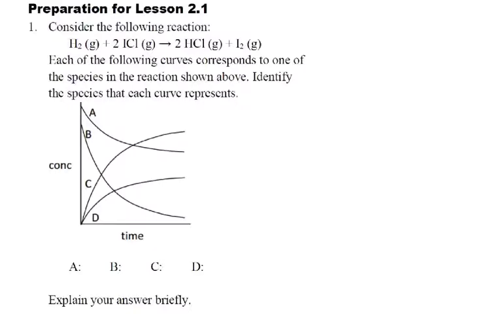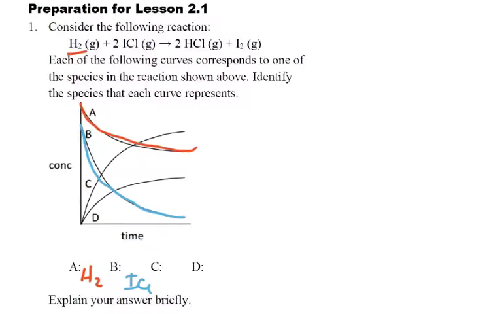So let's go back here. We say, well, we have hydrogen. That's going to be a downhill, and it is going to be downhill not very much. So this must be the H2. Okay, the ICl is going downhill, but because there's 2 of them, it must be going down twice as fast. So let's color code. So that's that one.